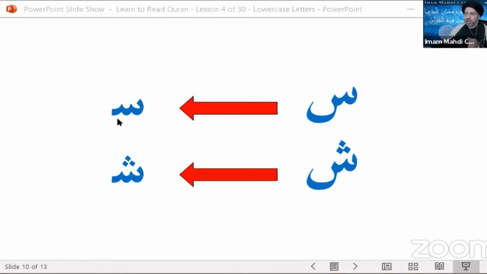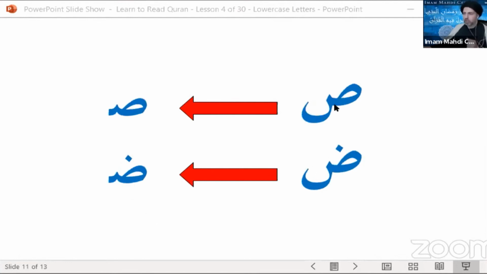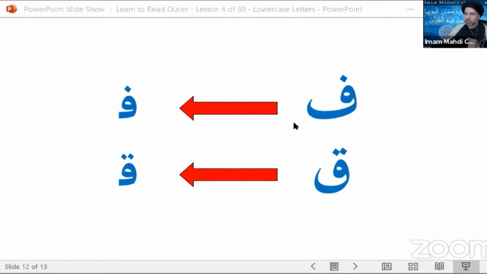We drop the tail on the Sin, and we have the lowercase Sin. We drop the tail on the Sheen, and we have the lowercase Sheen. Same with the Sad, we keep the top to make the lowercase. Same with the Dad, we keep the top to make the lowercase.